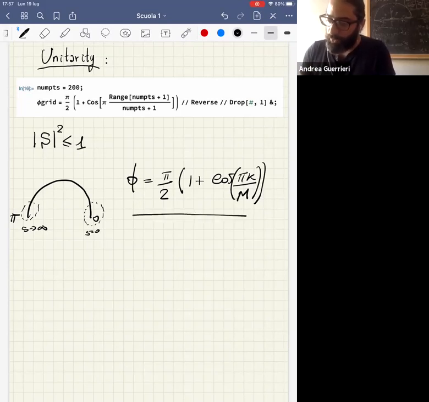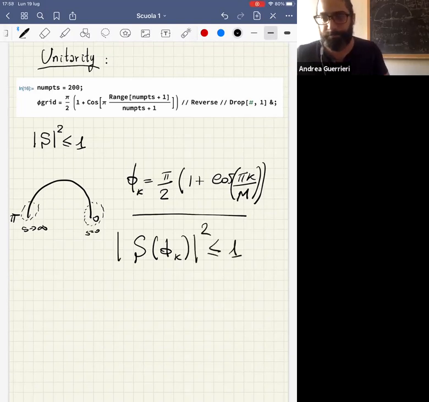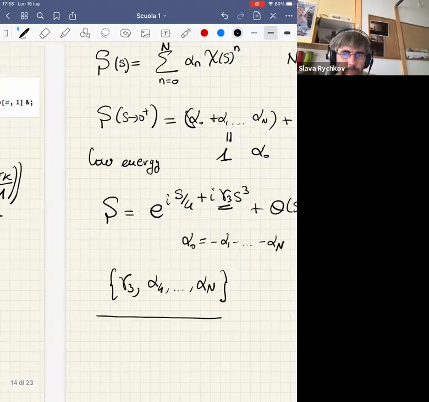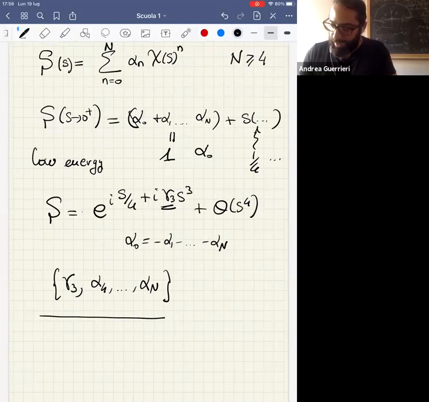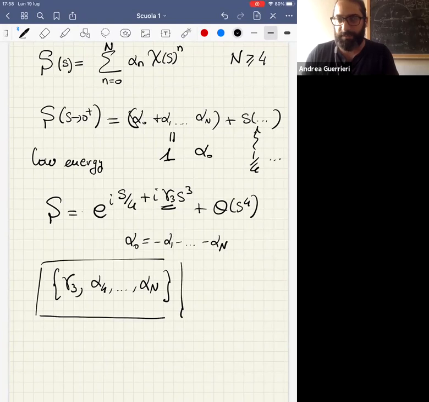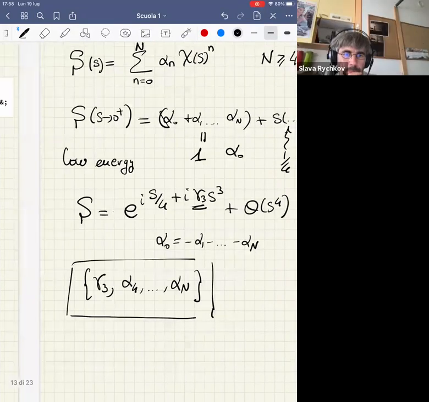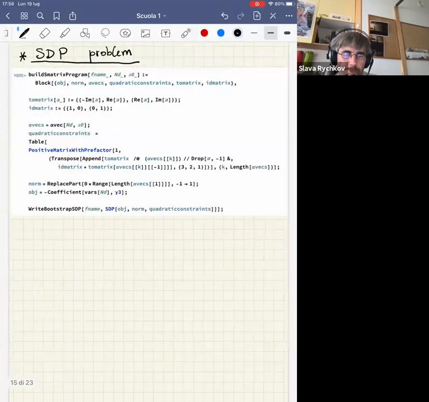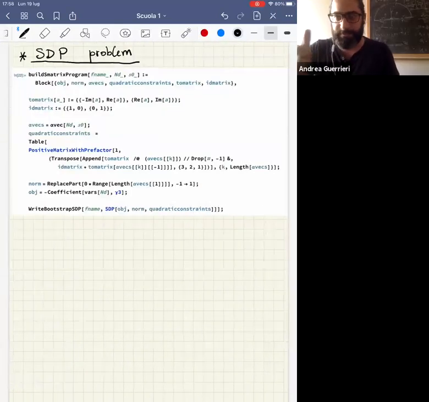On this grid of points, let me call this phi k, we are going to impose that the absolute value squared of S of phi k has to be less than or equal to 1. That is what we are going to impose. Where S is the S that now depends on these parameters. It's a linear function of these parameters. Okay. Good. Hope it's more clear now, but thanks anyway.